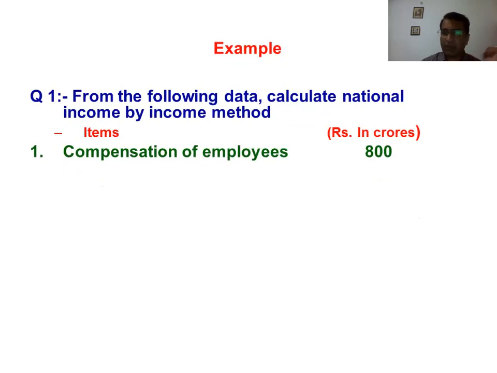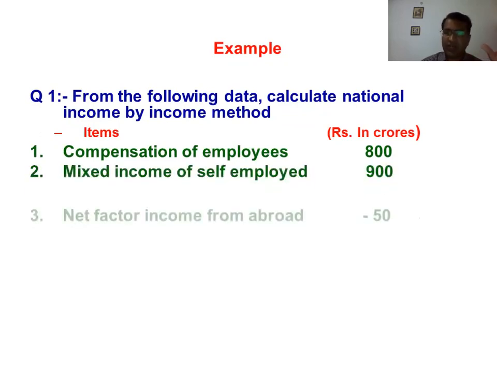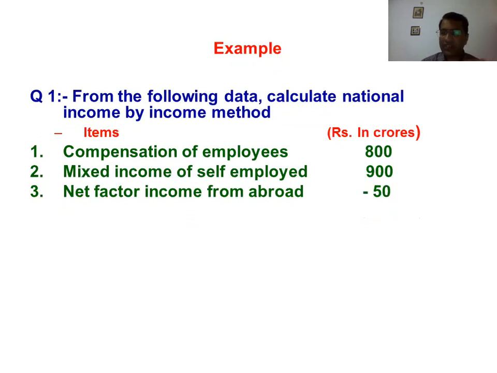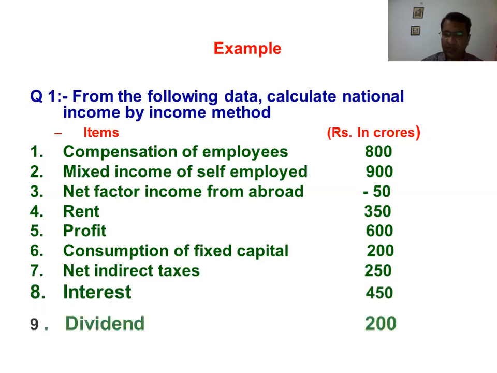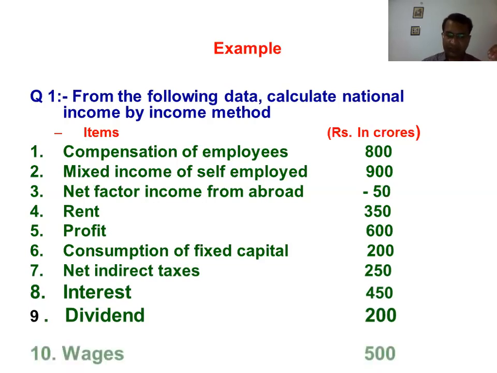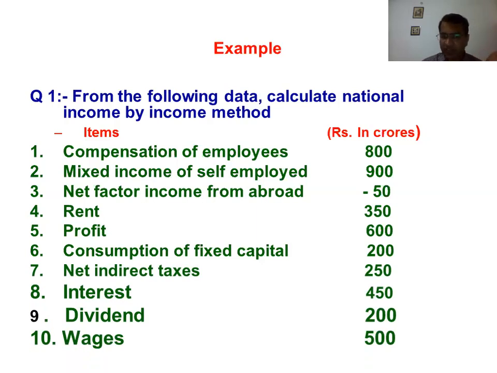First, the components given are compensation of employees, mixed income of self-employed, and net factor income from abroad, which is given in minus. Rent 350, profit 600, consumption of fixed capital 200, net indirect tax 250, interest 450, dividend 200. Here profit is given and dividend is also given, so we will add only the profit, not the dividend. Wages is also given, but wages is part of compensation of employees, so we will take only the compensation of employees, not wages.